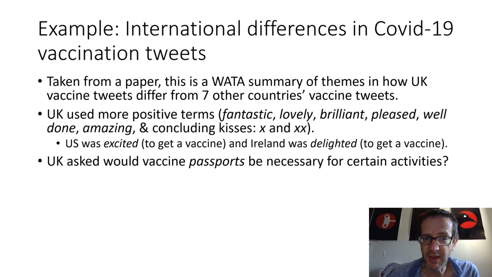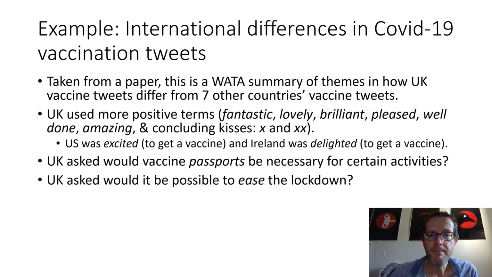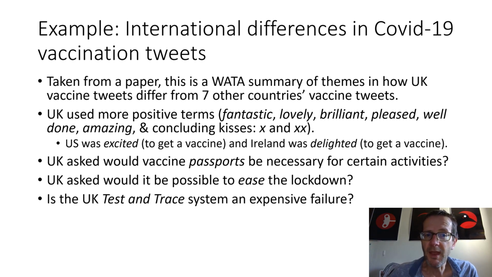Another UK-specific theme was about vaccine passports and tweets about whether they would be necessary for particular activities. UK tweets, more than the other countries, asked whether it was possible to ease the lockdown or when it would be possible to ease the lockdown. And another theme was tweets asking whether the test and trace system in the UK was an expensive failure.